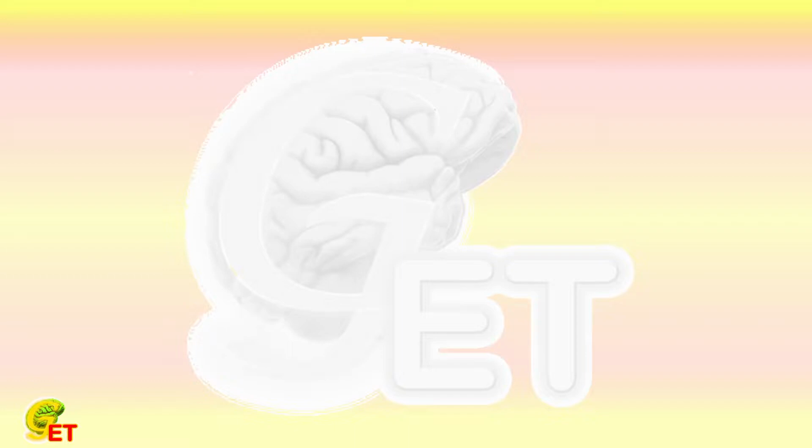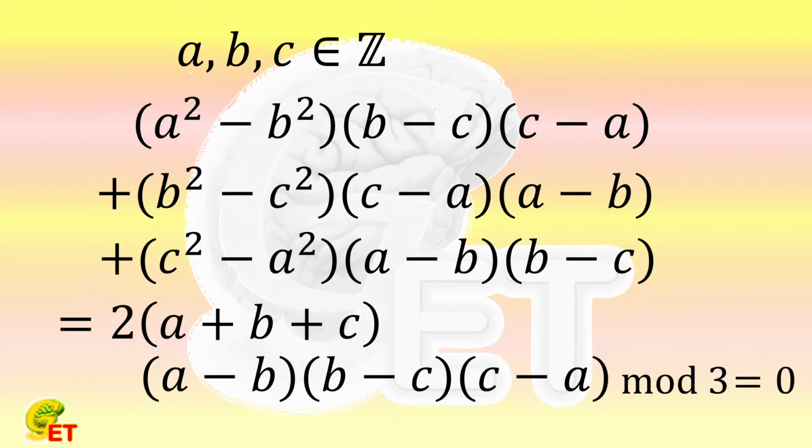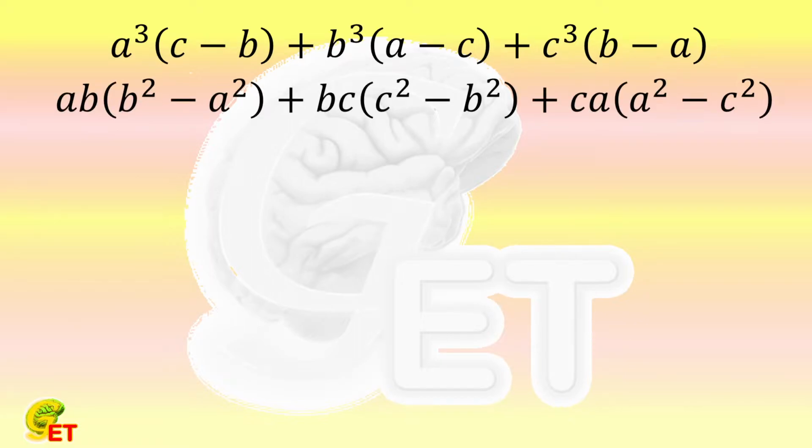Yesterday we proved that the value of this complicated expression must be divisible by 3. And meanwhile mentioned that the value of these two expressions can also be divisible by 3. In order to prove them, factorization is a key step.